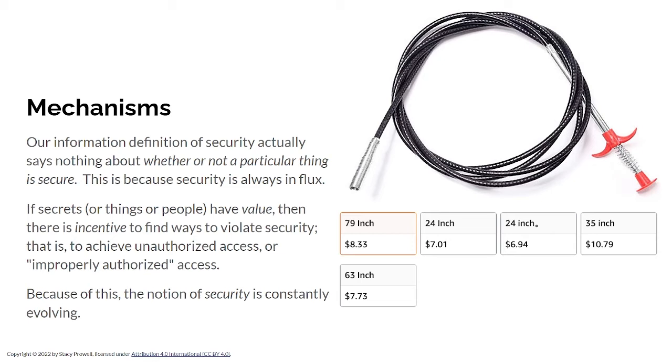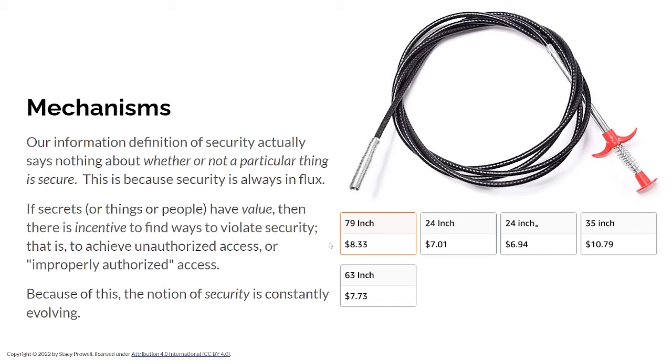Mechanisms. So there's that little flexible grabber that I mentioned. Our definition of information security says nothing about whether or not a particular thing is secure, because security is always in flux. If secrets have value, then there's going to be incentive to violate it. If a secret that may be in that tub is worth millions of dollars to someone, and I can buy the little flexible grabber thing for $8, wow, that's a big return on investment, isn't it?